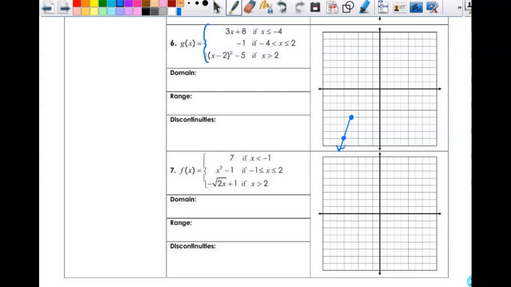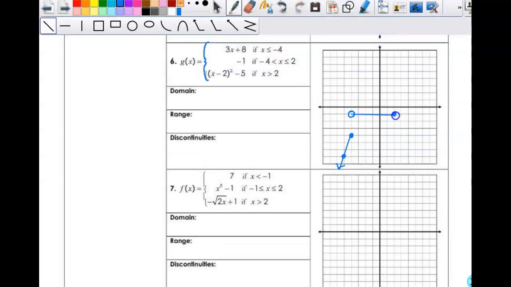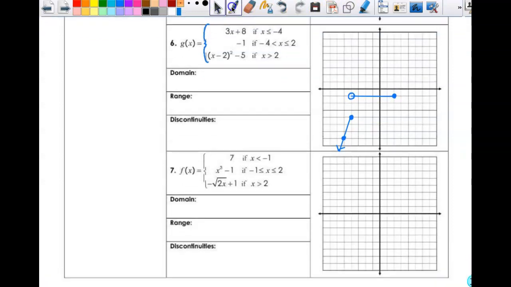So that is all of my x values that are less than or equal to negative 4. Okay, so now if x is between negative 4 and 2, it's this. So when x is negative 4, y is negative 1. So I go to negative 4, negative 1, but that's an open circle because it's not included. Okay, and it's going to remain negative 1. So the y value stays negative 1 until we get to 2, and that's a closed circle. And this is just a constant function.